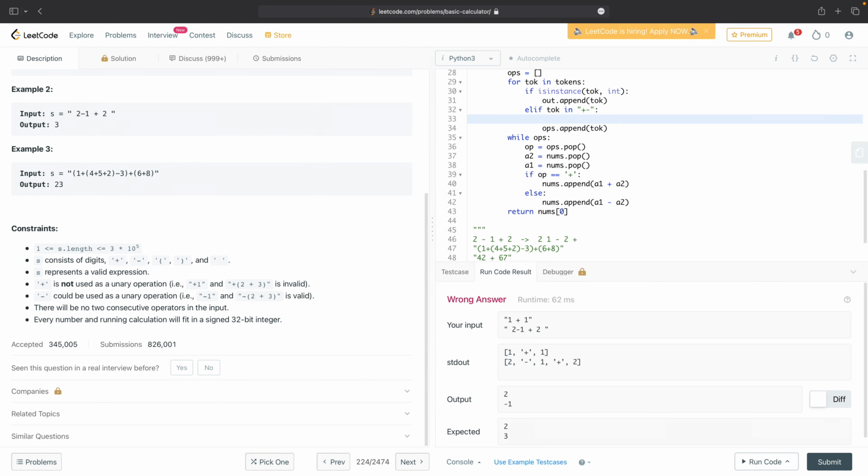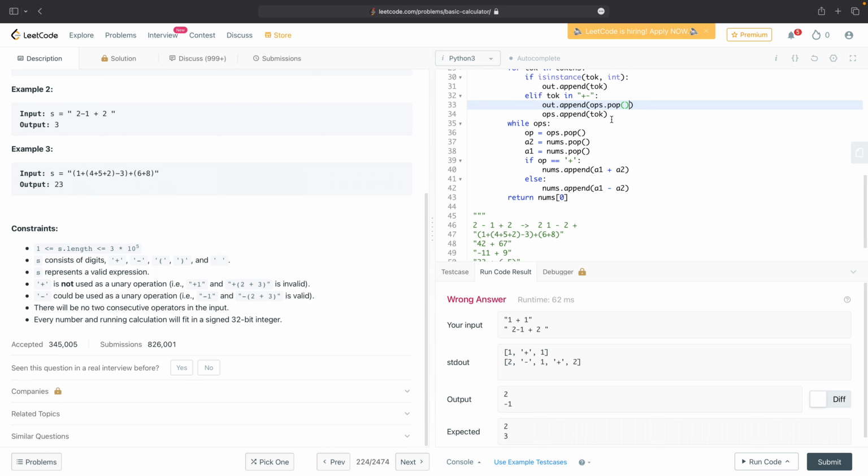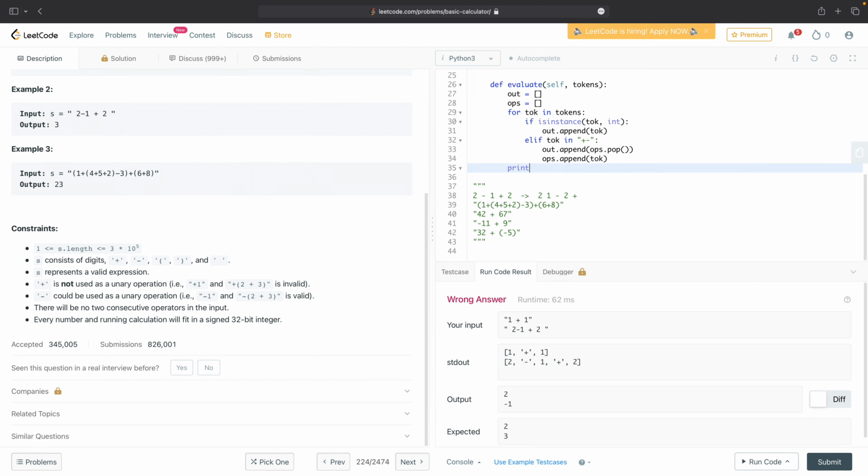So this I want to do out.append toc, ops.pop, ops.append toc. And then for now, let's just print out. Return 0.